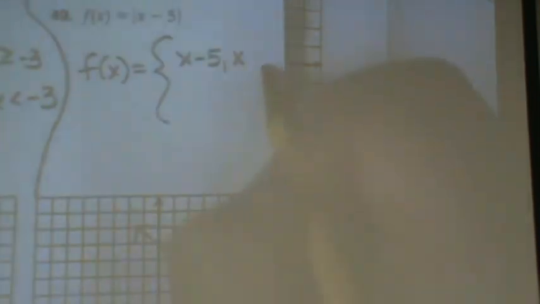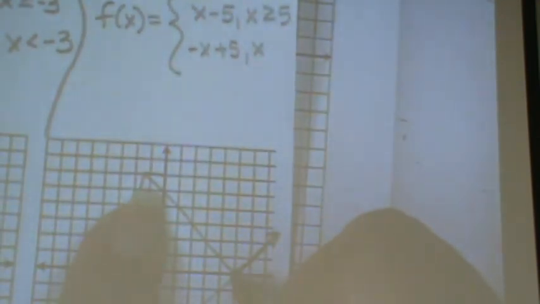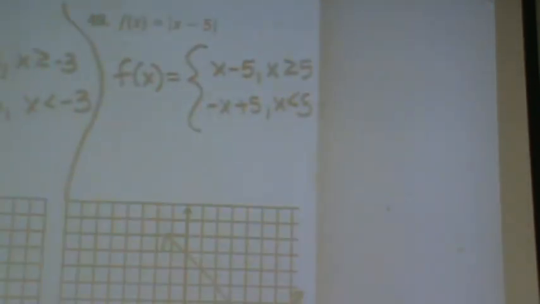It is, it's a positive slope, and it begins at negative 5. So it's x minus 5. And we're going to use that for the x values that are greater than or equal to 5. And this equation starts at 5, but it has a negative slope. So it's negative x plus 5. And we're going to use that for the x values that are less than 5. Sorry, I'm off the page here. And that ends today's homework, section 3.2.